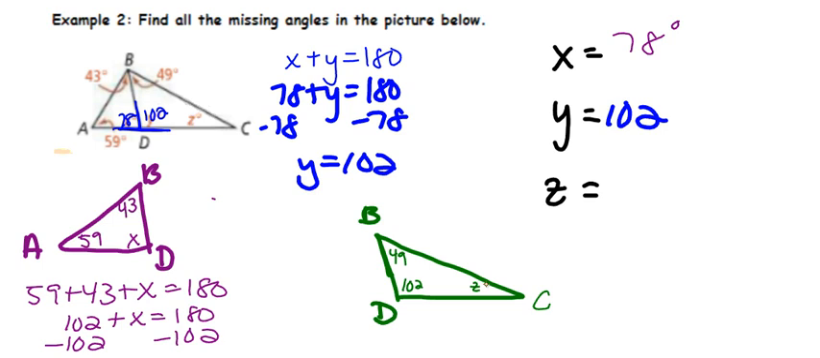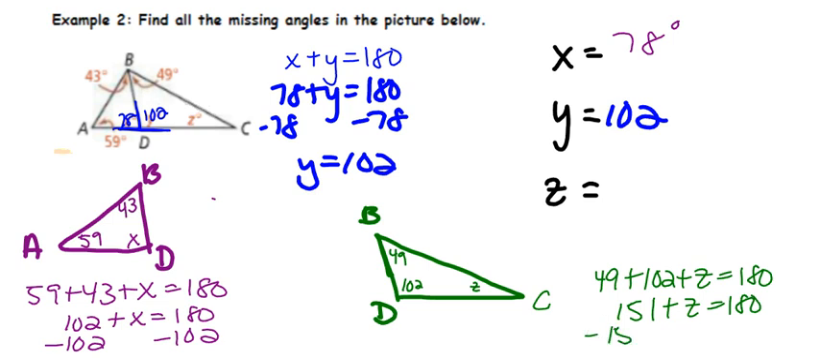Again, it's a triangle, so those 3 numbers put together have to add up to 180. So 49 plus 102 plus whatever Z is has to make 180. So 49 plus 102 is 151 plus Z equals 180. Subtract 151 from both sides. 180 minus 151 is 29. So Z is 29 degrees. And all of these are angles, so make sure you put degrees on them.